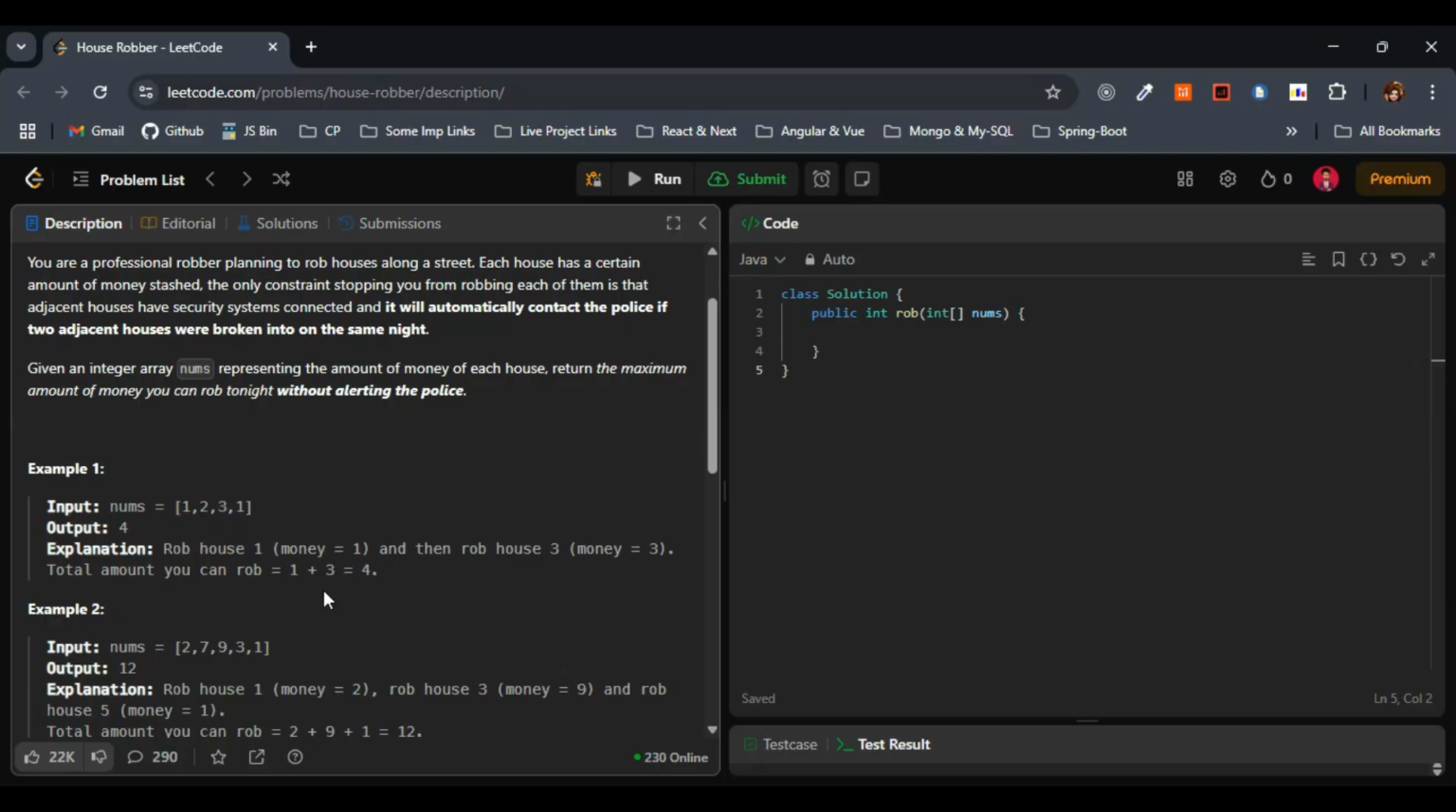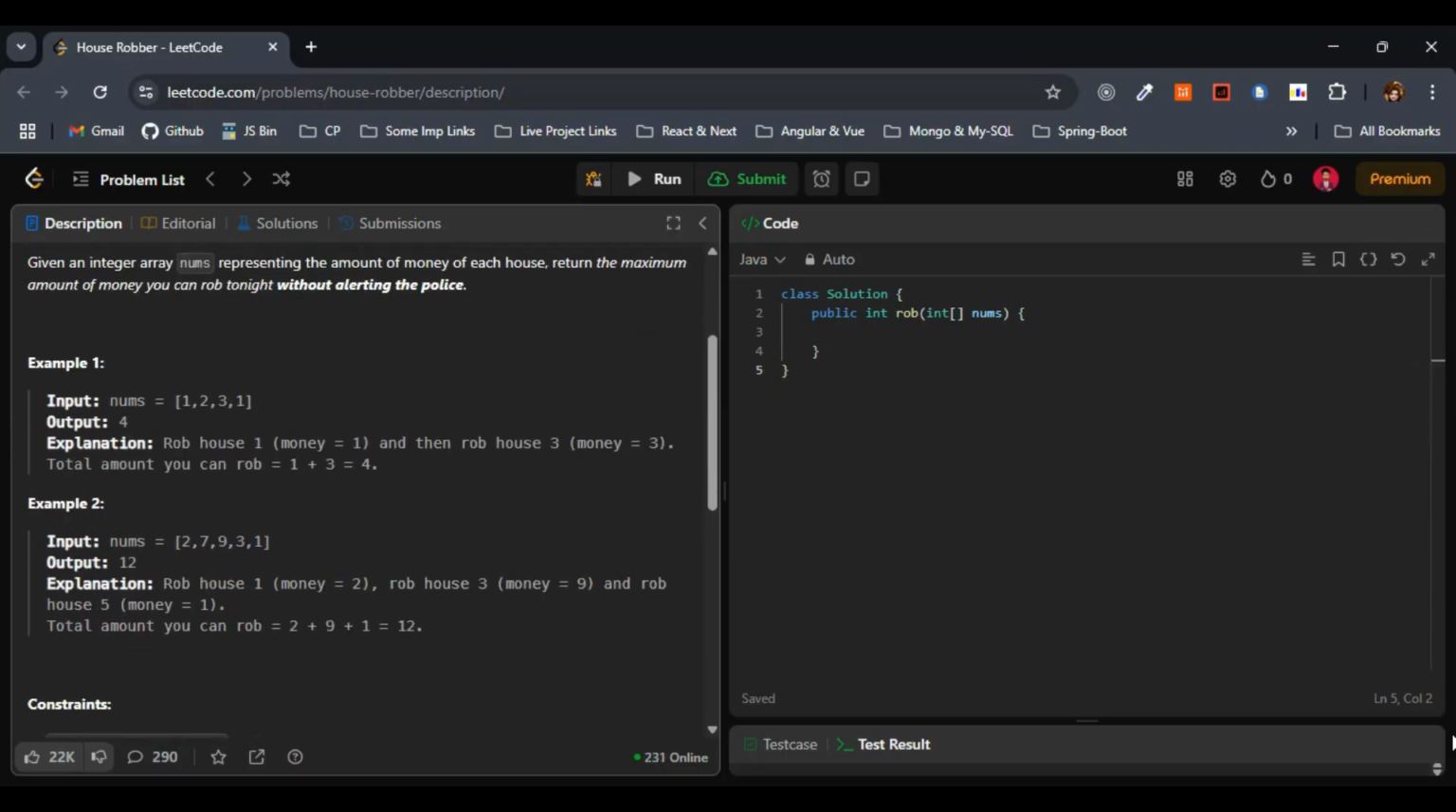So let's come to the first example here. Here you can clearly see we can rob house 1. Adjacent houses we cannot rob, it will alert the police. So we can rob the third house, meaning 1 and 3. Or we can rob 2 and 1 as well. We can start with 2 and rob 1 as well.